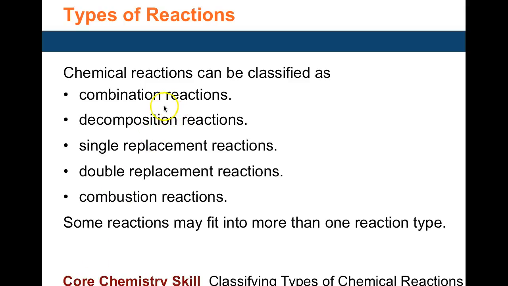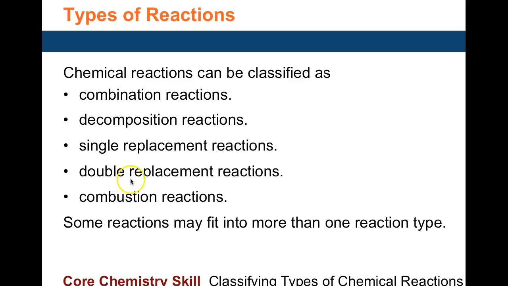So here are the main categories of reactions. You have combinations, where a couple of reactants combine together to give you a single product. Decomposition, where you have a single reactant breaking down into one or more products. Decomposition and combination are the exact opposites. And then you have single replacement, where you have an element reacting with a compound, and then you get a compound followed by an element.